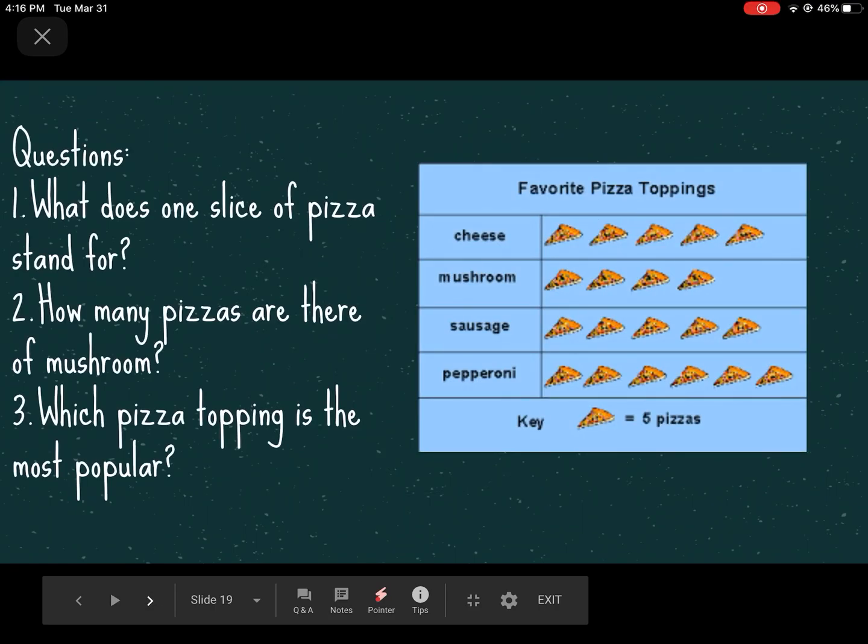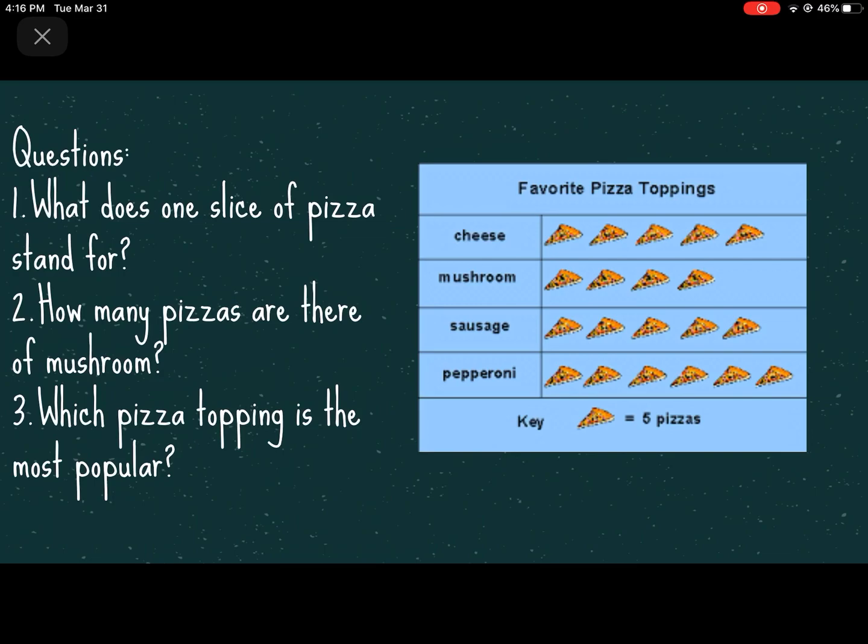Now let's read one. So over here we have our pictograph, favorite pizza toppings. So our choices are cheese, mushroom, sausage, and pepperoni. Our key states that 1 slice equals 5 pizzas. So just like we've been doing on all of our other graphs, you should start by counting and writing your number next to it. So if I was counting my cheese pizza, I know that one of these slices is 5. So I would count by 5s. 5, 10, 15, 20, 25. So I would know cheese has 25.